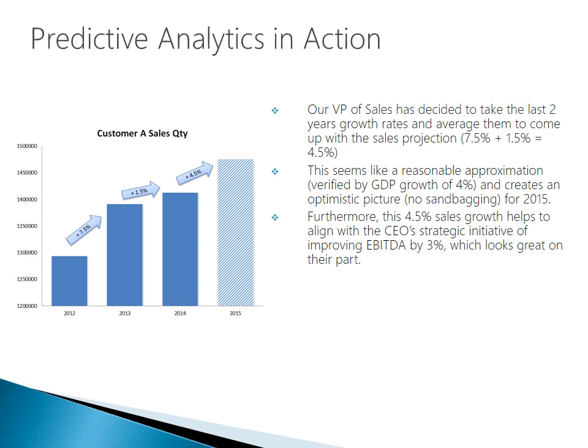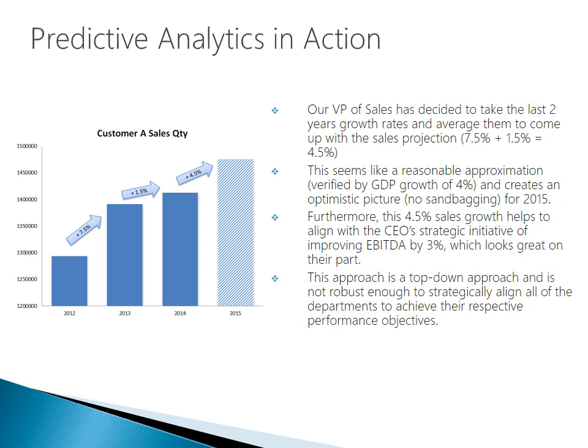If you're looking to improve bottom line performance, and bottom line is EBIT in this case, a very good way to do it is increase your sales, because you have a drop through throughout the P&L. So increasing your sales, having strong growth, will help in an overall strategy of creating a more profitable business. Okay, so the CEO loves this. He wants to hear 4.5% as much as the sales VP wants to tell him it. This approach really is a top-down approach, and I think it is robust enough to strategically align all the departments to achieve their respective performance objectives.